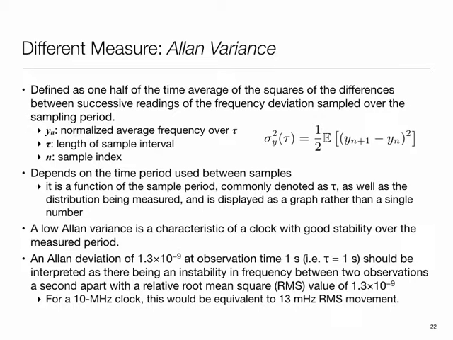So the main thing is we want low values of Allan variance, but the question we have to answer is: low value over what time interval? I can have a clock with good stability over a short time interval, or I can have a clock which has good stability over a long time interval, but may show a lot of jumping up and down over a short time interval.